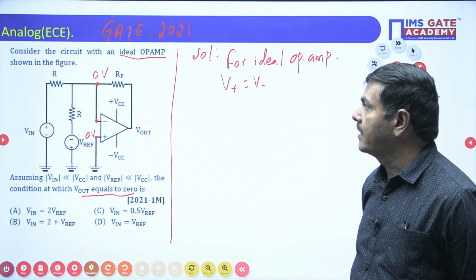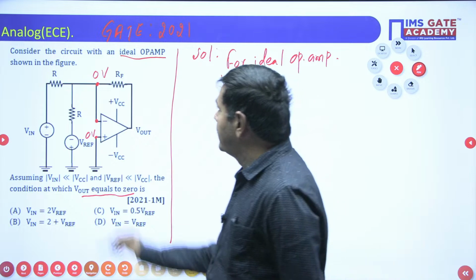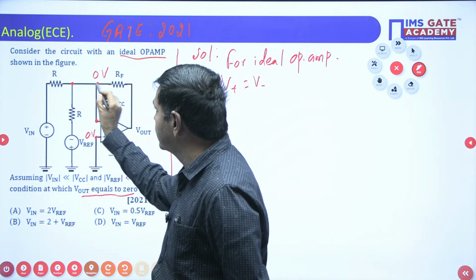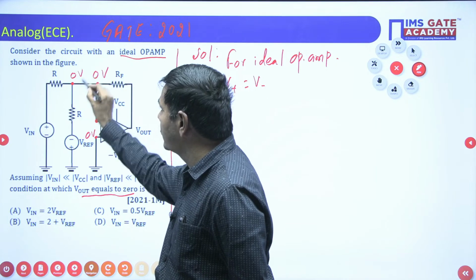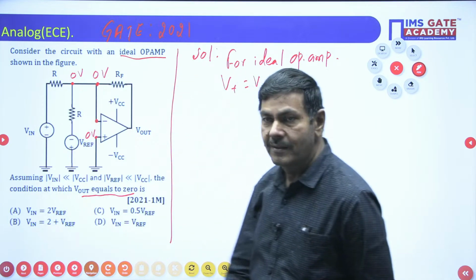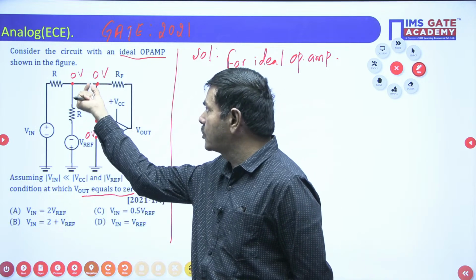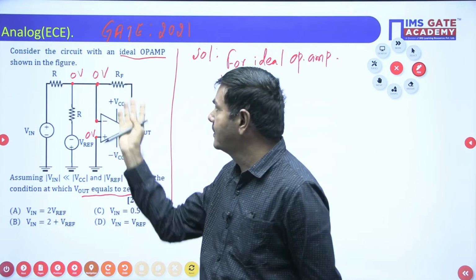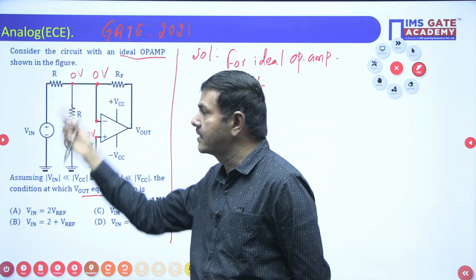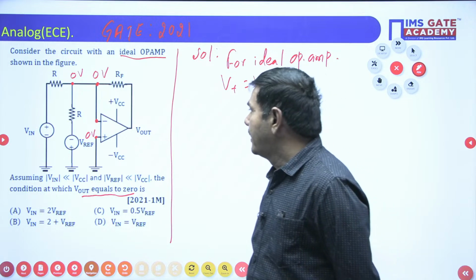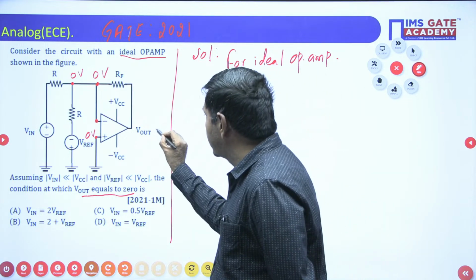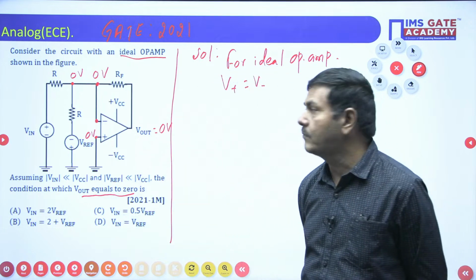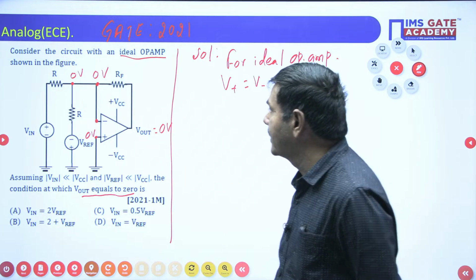When the op-amp is ideal, you know very well, if it is 0 voltage, this voltage also we can say is the same 0 voltage only. We don't have any resistance in between these two. If you want, you can combine these 2 points and take it as a single node. Don't take it as 2 nodes because there is no resistance. Then V out must be 0 voltage. So you find the condition.